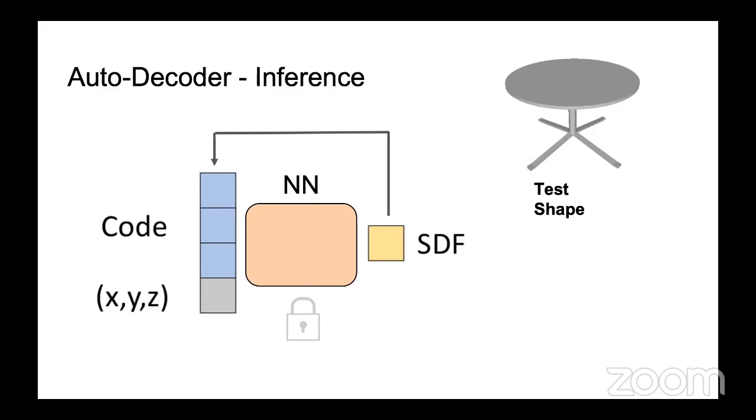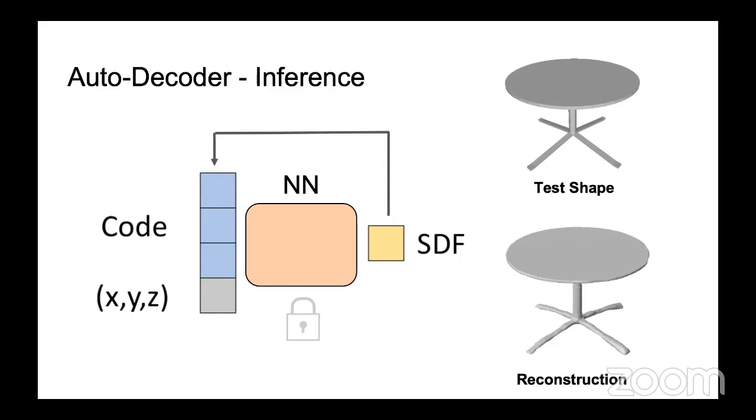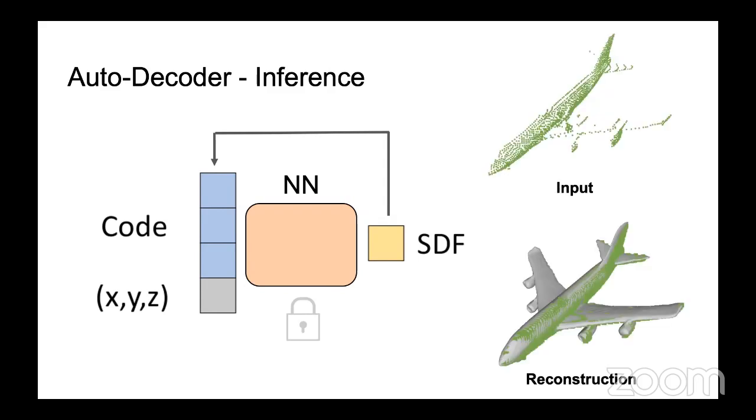During inference, we find an optimal code that best explains the input shape using gradient descent. Note that during the optimization, the trained decoder weights are kept frozen and only the code is optimized. Inference can be done for reconstructing a full 3D shape, but our autodecoder formulation allows inference on an arbitrary number of SDF samples. For example, finding the optimal code from a single depth map.